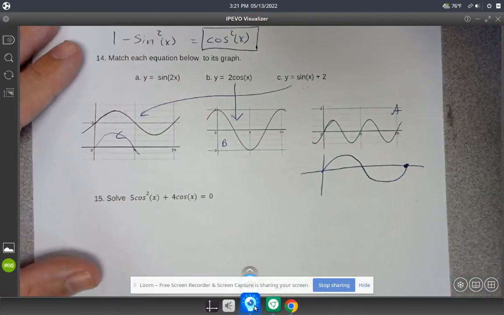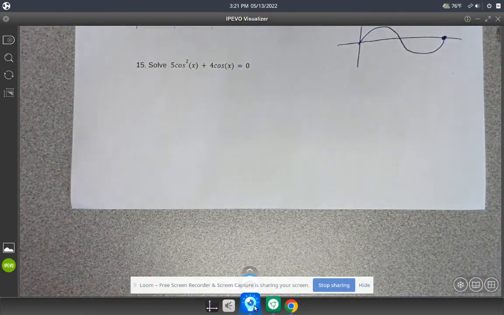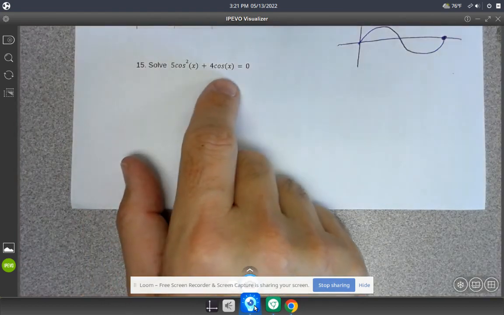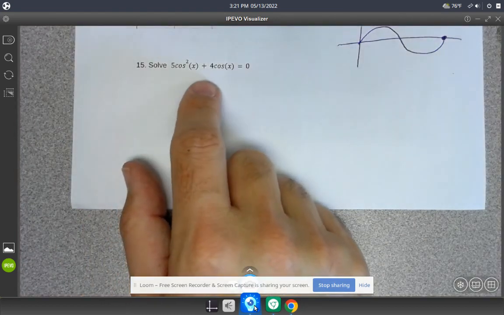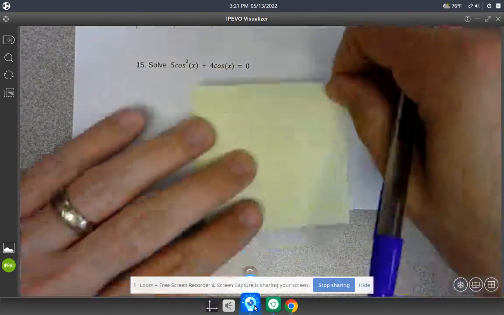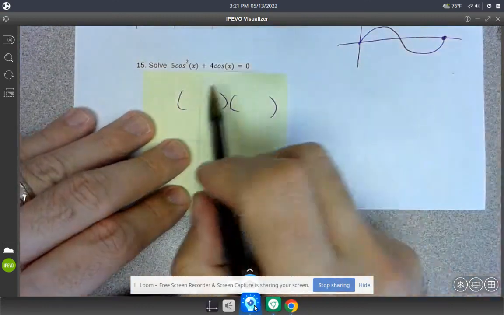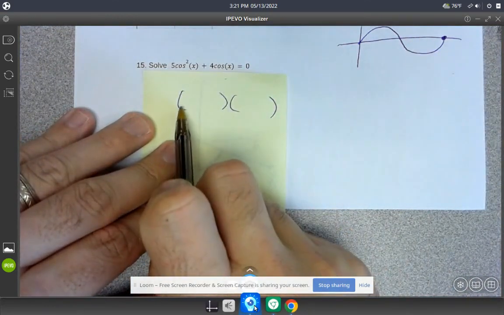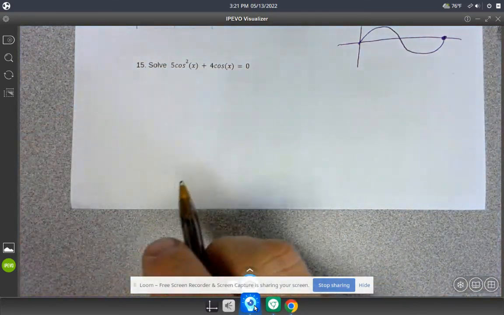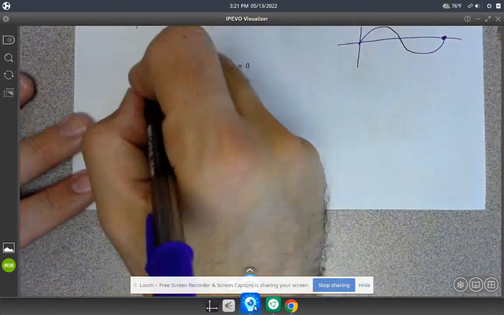All right, number 15, last problem here. All right, so we're going to solve this. We've got cosine squared and a cosine. So I don't have three terms to where I would have to factor it like this, right? I am going to solve it by factoring, but I don't have three terms. I'm just going to factor out a cosine because both terms have a cosine.